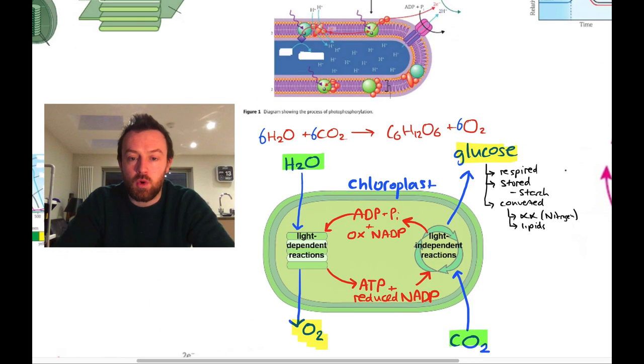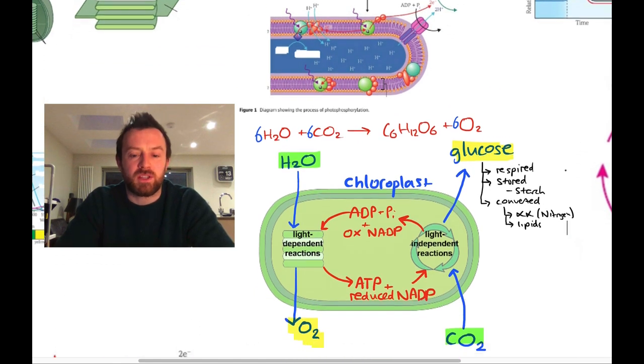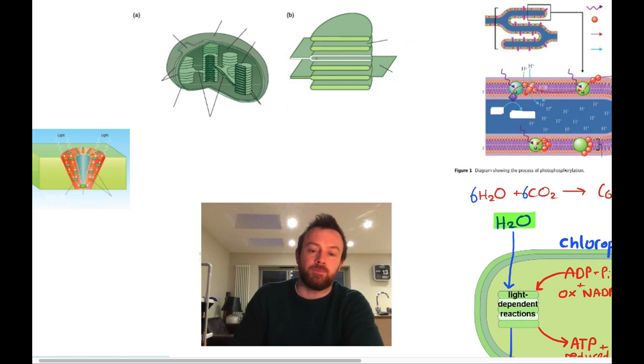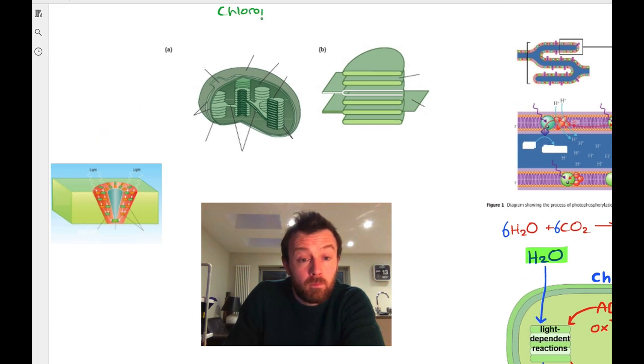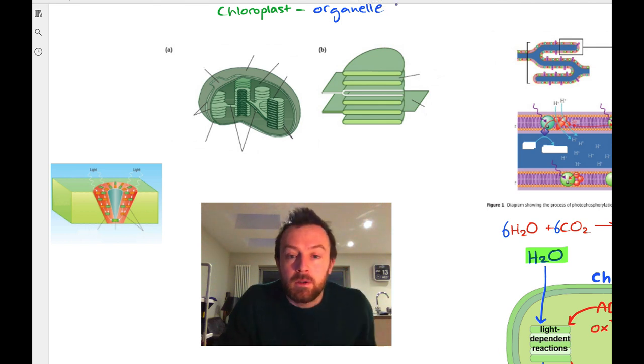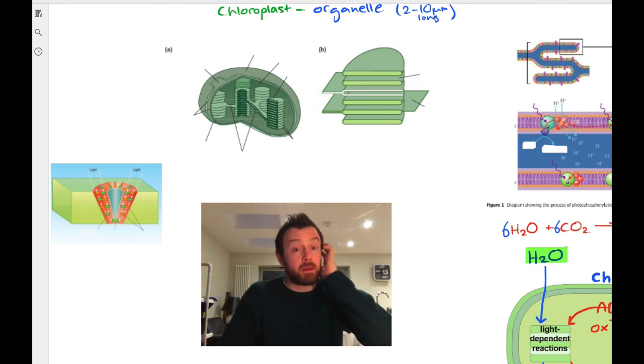All right, now first of all, let's talk about the structure of the chloroplast, before we talk about the reactions in detail. So over here, I have a diagram of a chloroplast. The chloroplast is an organelle, and it is around 2 to 10 micrometers long. That's quite long. So it's bigger than a mitochondria, which is around about 1 micrometer.